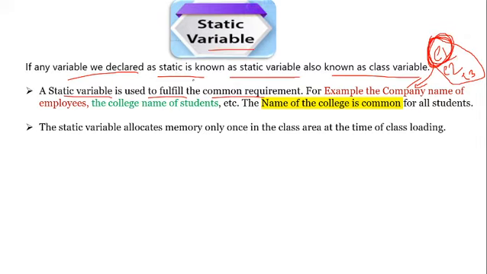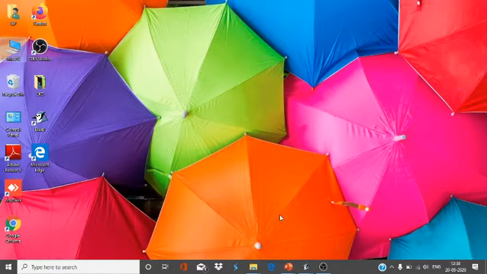Also, one example you can take is the college name or school name of a student. In our school, many students are there, but the school name is the same, or the college name is the same. So a static variable allocates memory only once in the class area at the time of class load. Only once I will allocate the memory, and I will use that variable whenever there is a necessity of that variable. Let's see one example of a static variable.